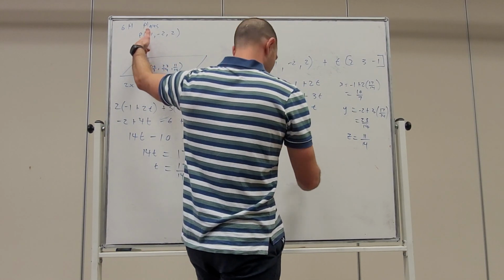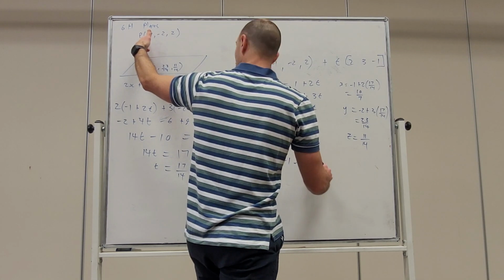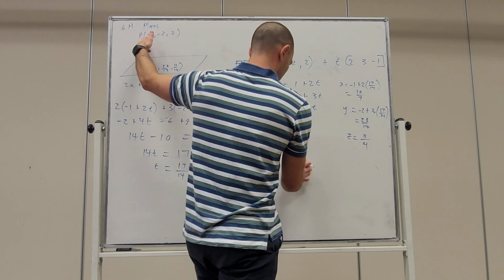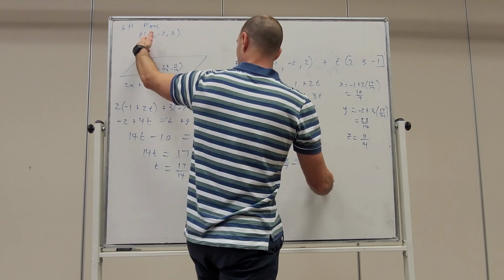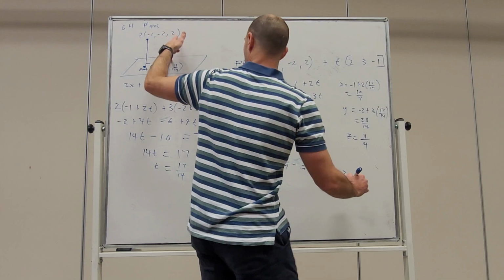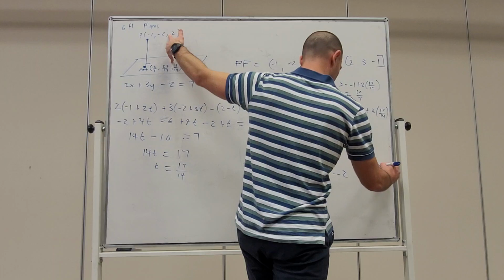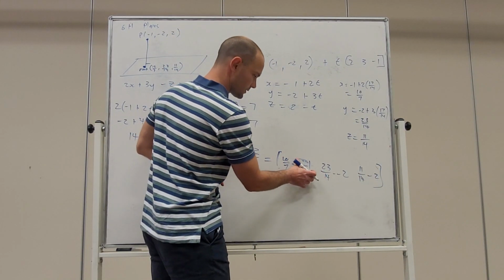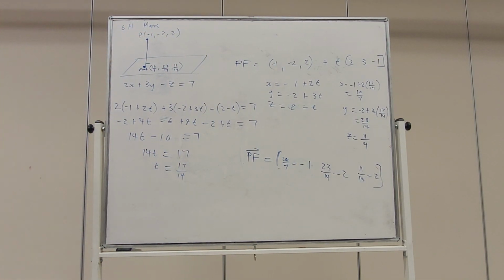So the vector from P to F will be -1 take away 10 on 7. Sorry, other way around. 10 on 7 take away -1. And then 23 on 14 take away -2. And then 11 on 14 take away 2. Okay, so we'll be processing those, and then finding the modulus of it by squaring and then square rooting.